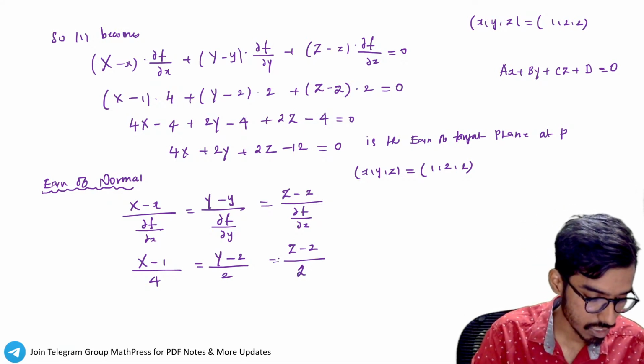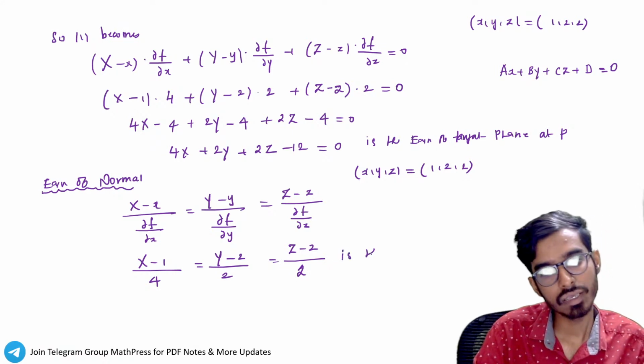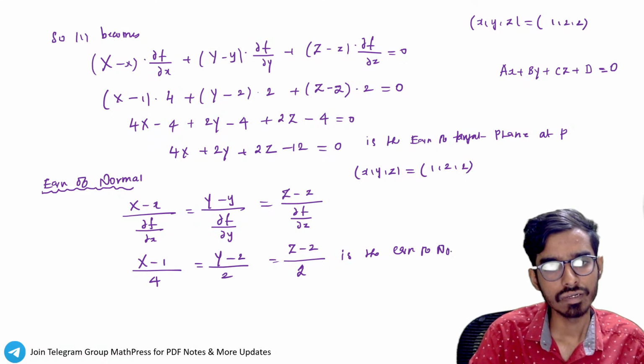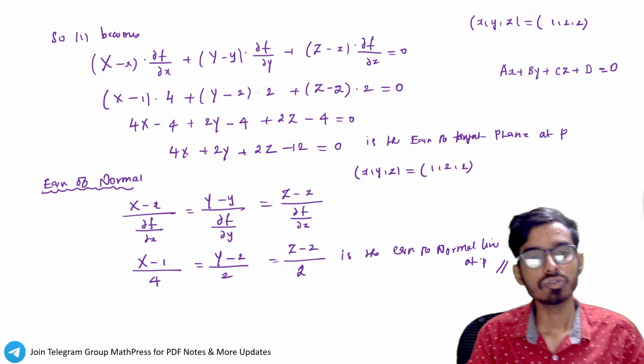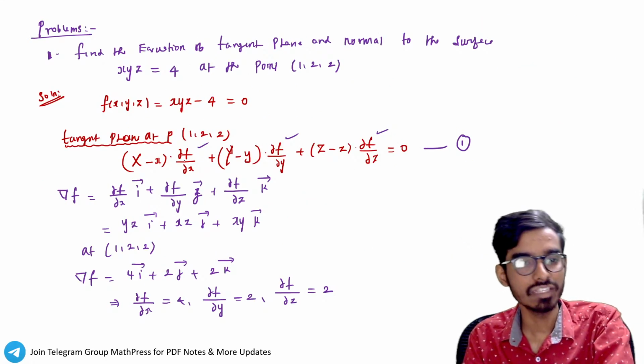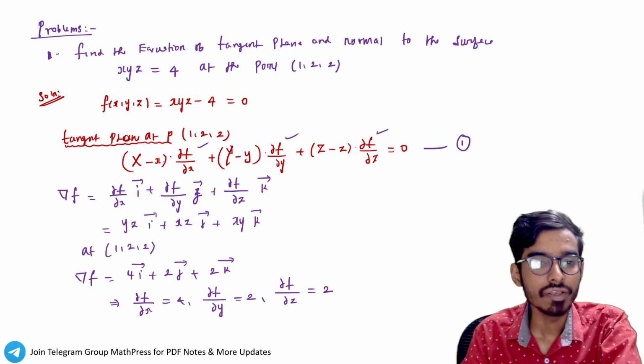Right? So this is the equation of normal line. This is the equation of line, right? The equation of normal line. That's it. So that is why I'm saying the problem is very easy if you know these two formulas.